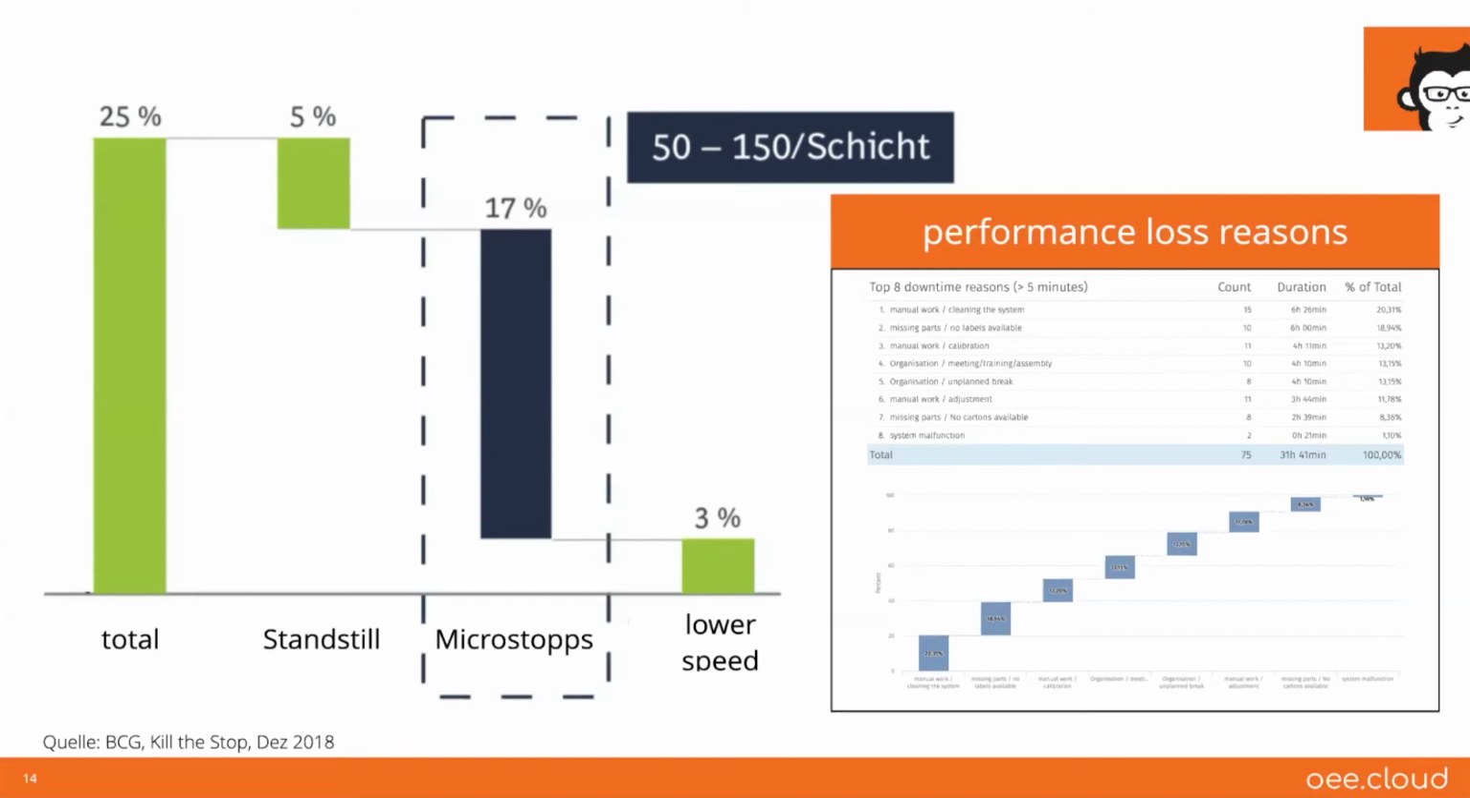Here we find, for example, manual work and calibration. You find that cleaning the system is necessary. Sometimes you have bottles falling apart and those things. So those are the performance loss reasons.